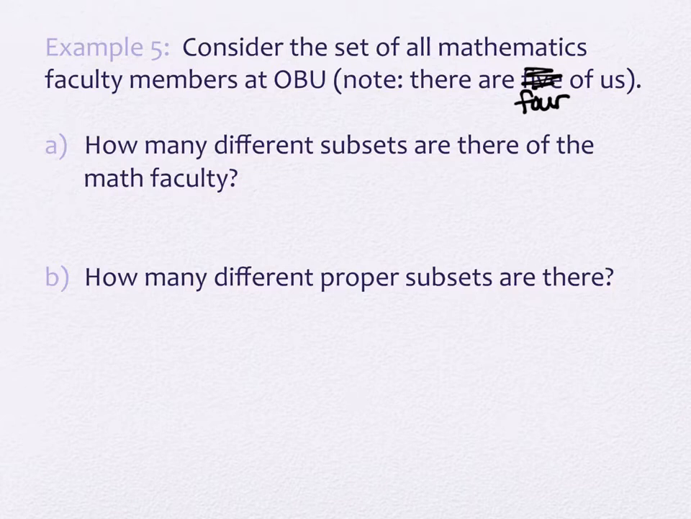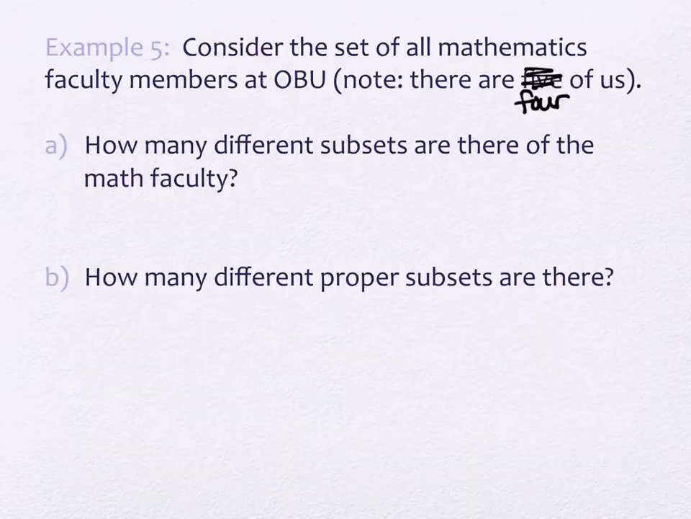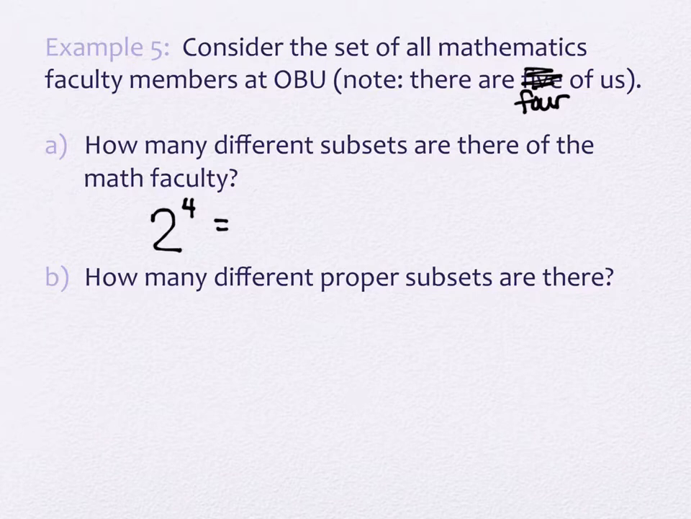If we want to know how many different subsets of the math faculty there are, then we have this formula that we encountered at the bottom of this other slide. We take the number 2 and raise it to the power of the number of math faculty, 2 to the 4th. So what is 2 to the 4th? 16, right. So there are 16 subsets. And oddly enough, the null set is a subset.